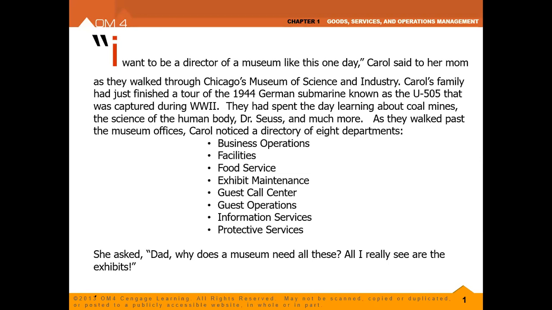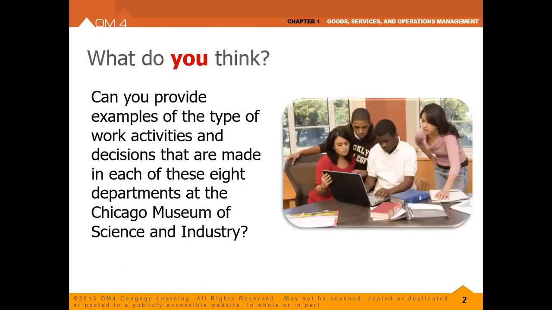So she asked her dad, Dad, why does a museum need all these? All I really see are the exhibits. Okay, so this goes to our theme here. We are going to skip this because this is a recording.